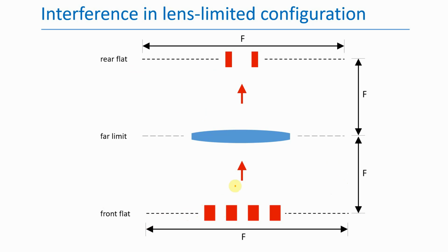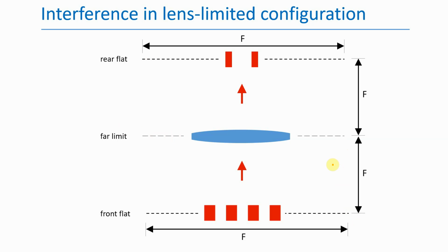Now let's assume that the flat is lying in the front focal plane. The light propagates and becomes curved and passes through the lens, and eventually the wavefronts become flat again at the rear focal plane. We call the initial plane the front flat and the final plane the rear flat. You might think that the rear flat is the far limit, but actually for mathematical purposes, the lens plane acts as the far limit. So the far limit is equal to f, the focal length.